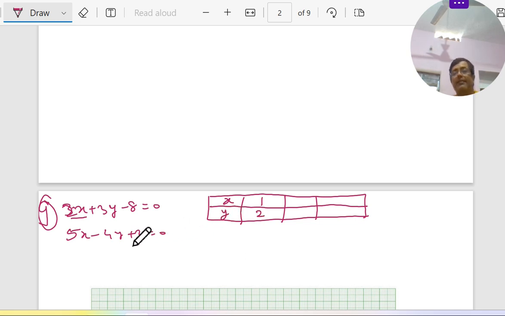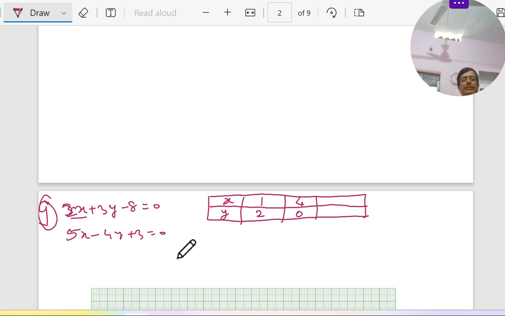Next I take another number, suppose I take x is equal to 3. 3 is not possible, 2 times 3 is 6, which is also not possible. So I take x is equal to 4. If you take x is equal to 4, you will get y is equal to 0. 2 times 4 is 8, 8 minus 8 is 0. So you will get y is equal to 0. Next we take one more value.